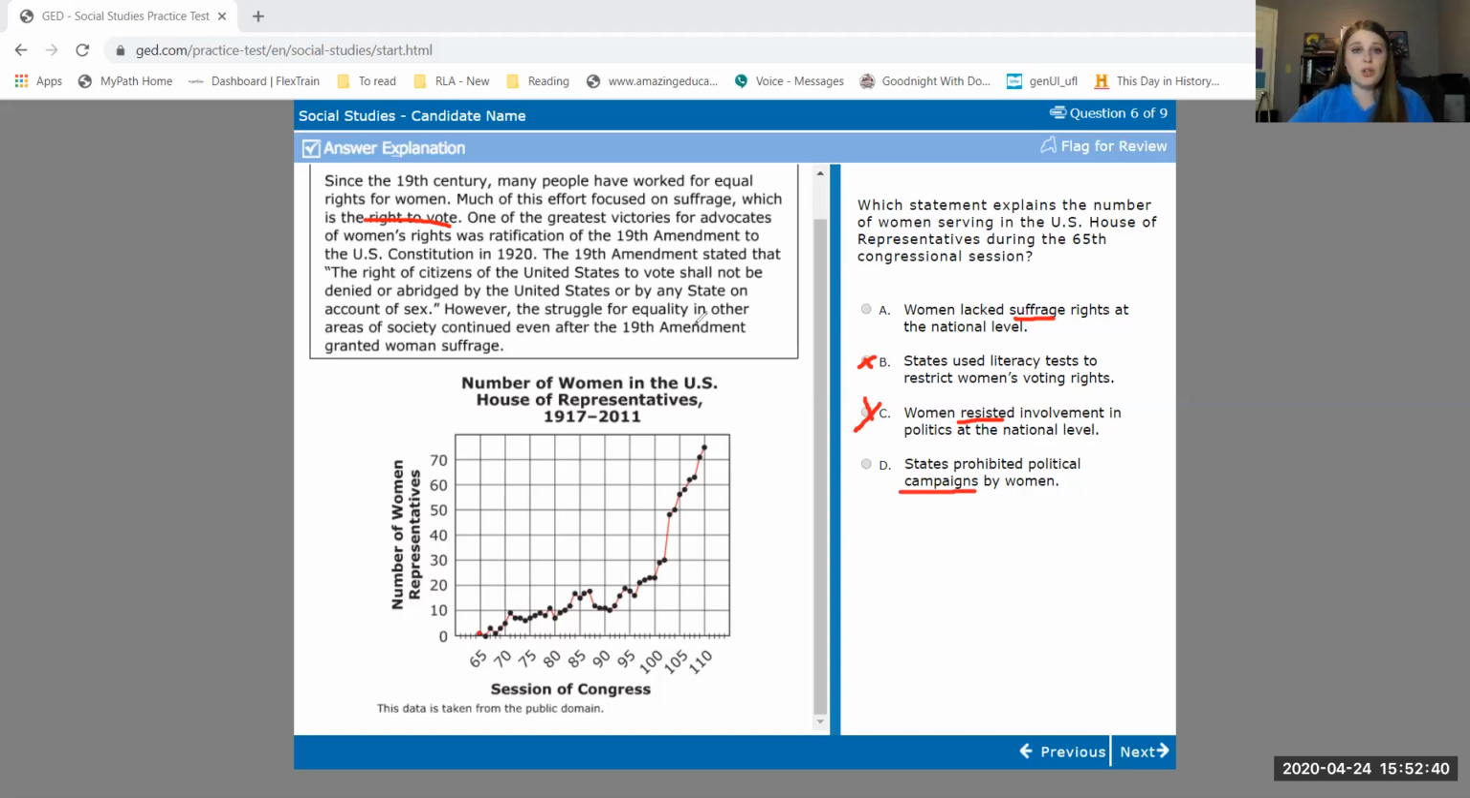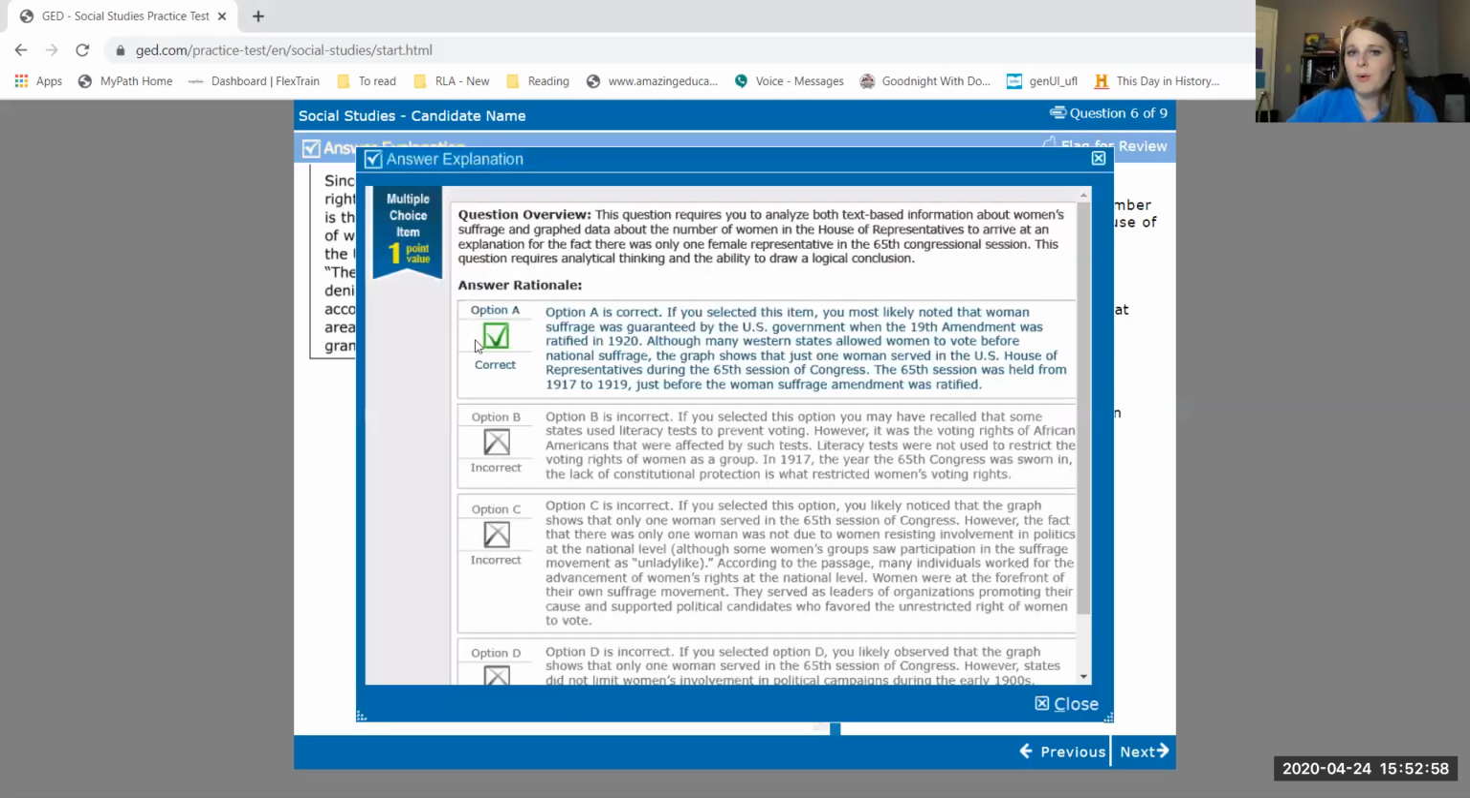Campaigns. There is no mention of campaigns in this reading, so I don't think that's true. So that just leaves us with letter A, and that is true. They did not have voting rights, therefore they were unlikely to be voted into Congress. And we can check our answer, and we are correct, it is A.